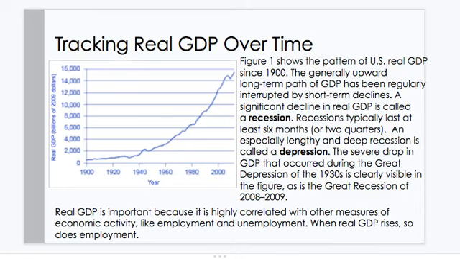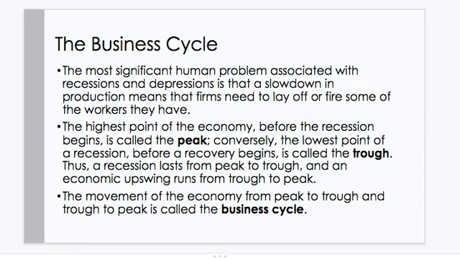Tracking real GDP over time, here's a figure that shows from 1900 to 2000 how real GDP has moved. It's important because it's highly correlated with other measures of economic activity like employment and unemployment. When real GDP rises, so does employment. The most significant human problem associated with recessions and depressions is that a slowdown in production means that firms need to lay off or fire some of the workers they have.